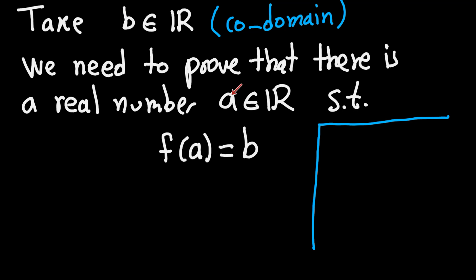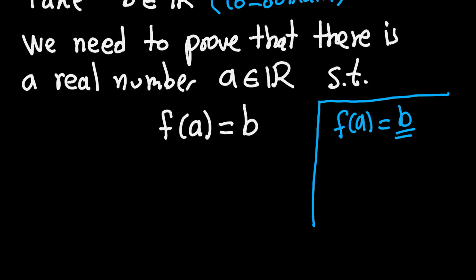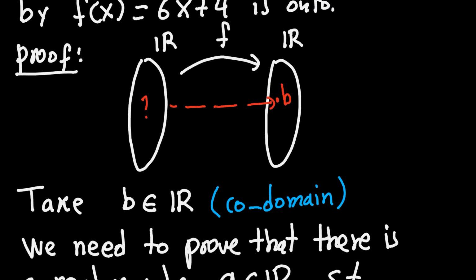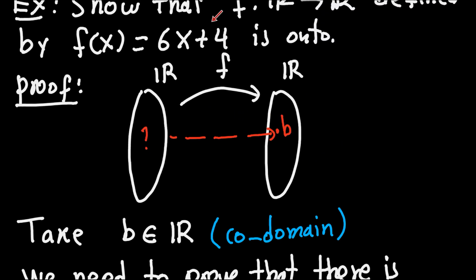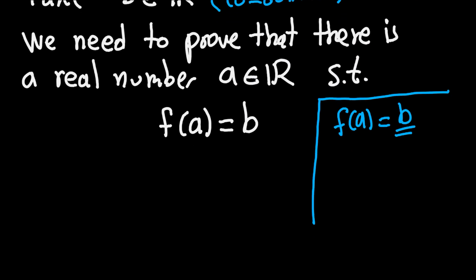Usually A is written in terms of that number B. So let's do that. What has to happen for f of A to equal B? Remember that here B is given to us. Now what is f of A? Go back to the definition of the function. That's 6x plus 4, so it's going to be 6a plus 4. So in this case, it will be 6a plus 4 equals B.